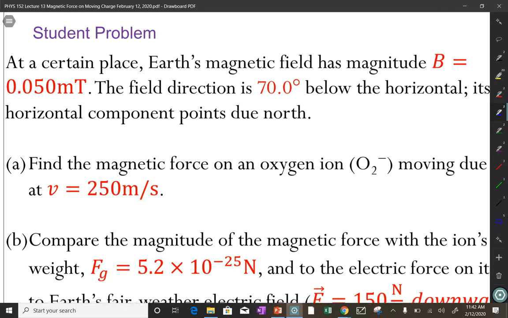Okay, so your turn. At a certain place, Earth's magnetic field has a magnitude of the same magnitude. I just put it now in Teslas instead of in Gauss, but it's the same number, 5 times 10 to the minus 5 Teslas. But the direction is 70 degrees below horizontal. So it's not like this, it's like this.